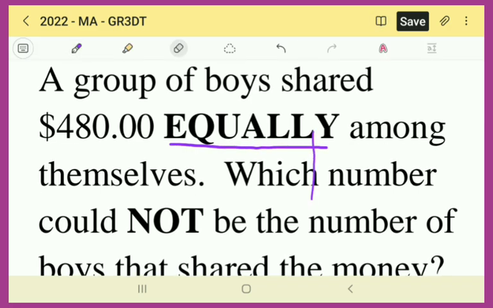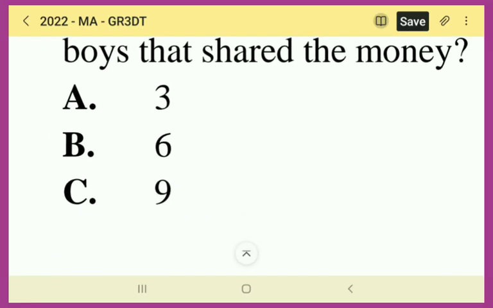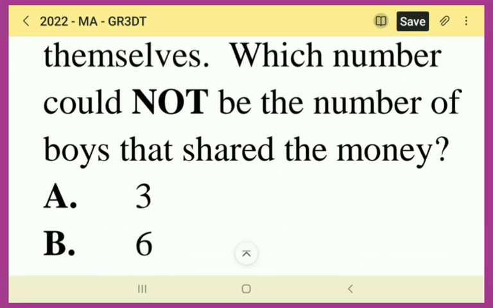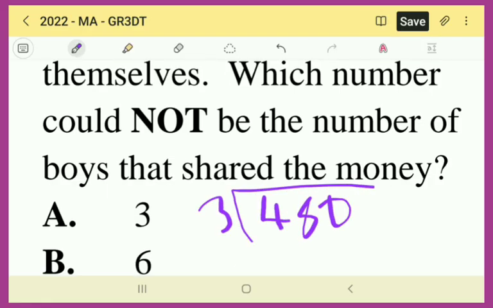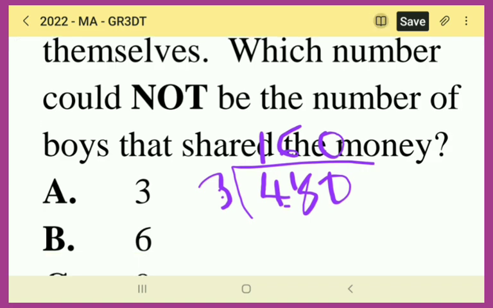Equally now. Meaning, which one can't make it be shared equally? All right, so it's 480. So we're looking at 480 divided by 3. Let's try from A. 3 into 4 is 1. You're going to have 1 left over. 3 into 18 is 6. So we know that each boy here would have 160 if it's being shared among them. So it could be that, but we're looking for the one that it could not be. So we know it could be 3.